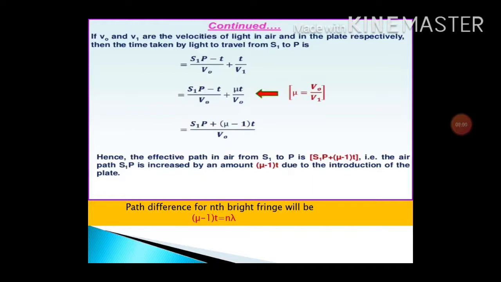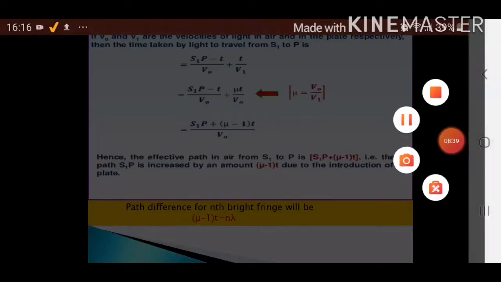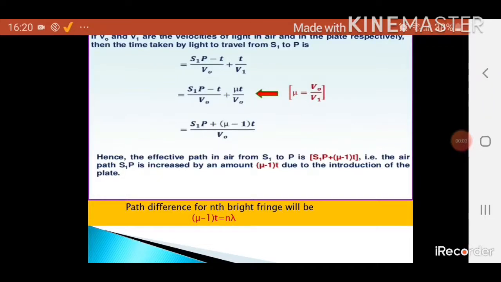So you can see that S1P was the direct distance, but due to the plate the extra distance mu minus 1 into T will have to be travelled by the wave. So we will write that the effective path in air from S1 to P is S1P plus mu minus 1 into T. That is, the air path S1P is increased by an amount of mu minus 1 into T due to the introduction of the plate. Now we know that for the bright fringe, this path difference should be equal to n lambda, where n is the number of fringes in the distance x.